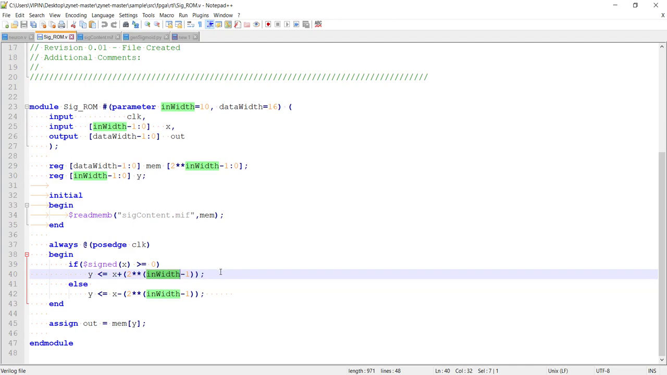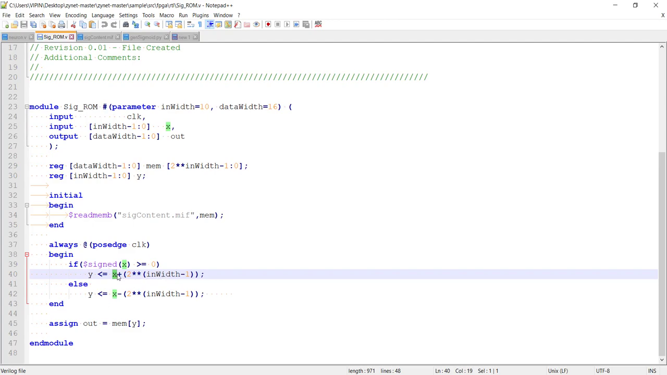So this is based on the idea that if you represent a signed number using n bits, the largest positive number will be 2 to the power of n minus 1. So whenever positive numbers are coming, this will appropriately calculate the address. It can be easily seen when x is 0: what it does is 2 to the power of in width minus 1, which represents the middle address in my sigmoid row.